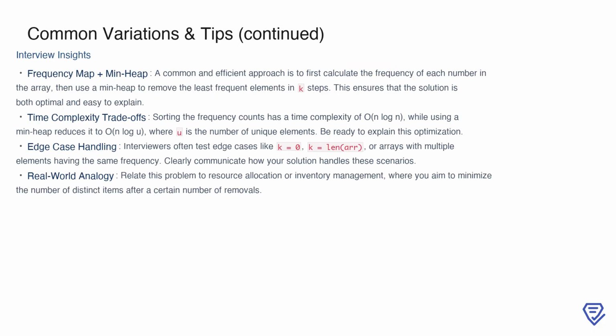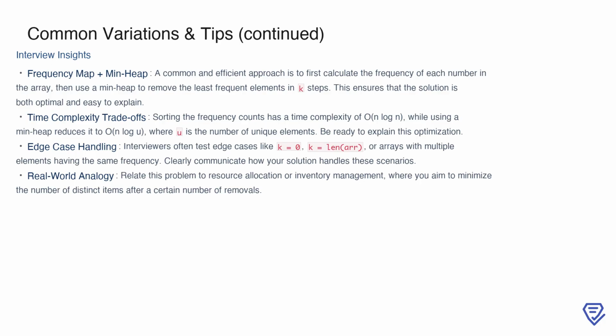In an interview setting, it's helpful to focus on a clear and efficient approach. A combination of a frequency map and a min heap is commonly used. Start by calculating the frequency of each unique number in the array, then use a min heap to efficiently remove the least frequent elements in k steps. This approach minimizes the number of unique integers while maintaining optimal performance.